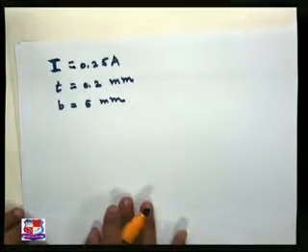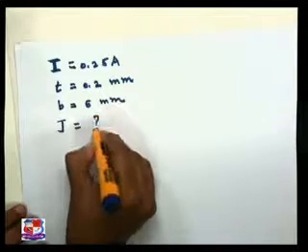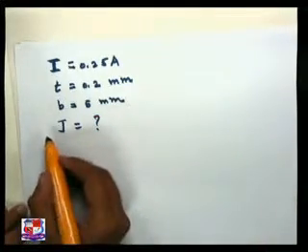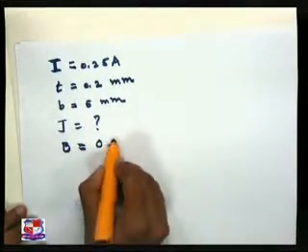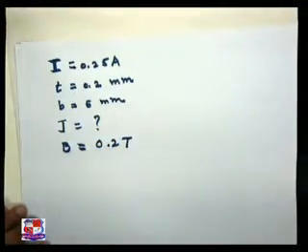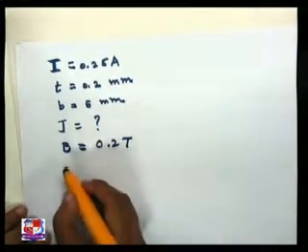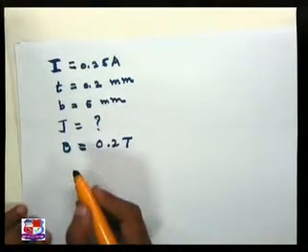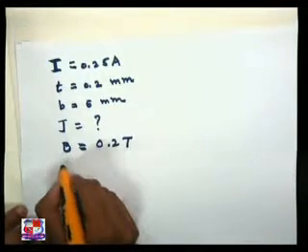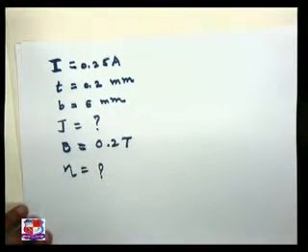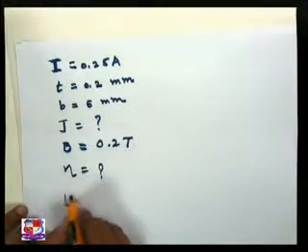Determine the current density in the sample. Current density is what we have to find out, assuming that a magnetic field of 0.2 Tesla is used. And also we have to find out eta, that is the carrier concentration. Also we have to find out the drift velocity of the carriers, that is Vd.